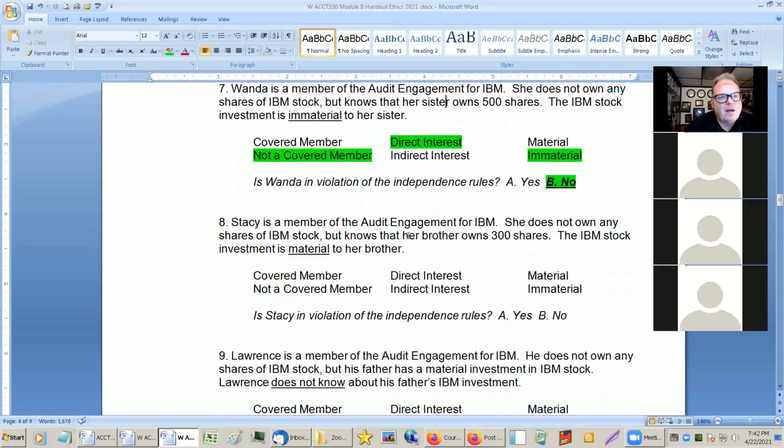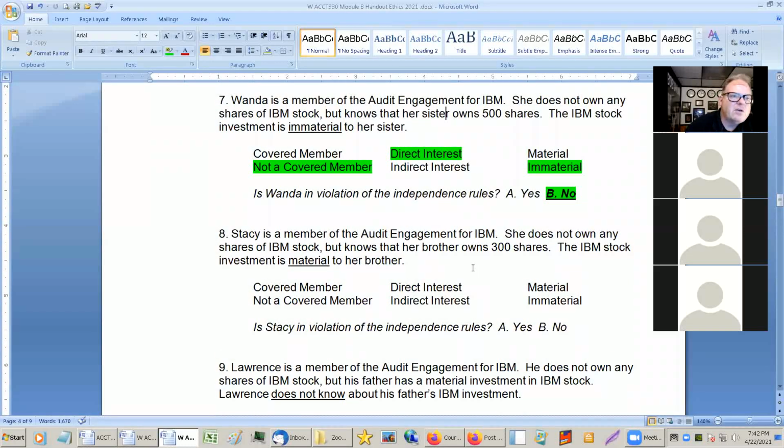Okay. Stacy is a member of the team. She does not own any shares, but she knows that her brother owns 300 shares. The IBM stock is material to her brother. Okay, so not covered. And is it direct? Yep. And material. In violation? Yes, because she knows. Exactly, because if she didn't know about it, she would not be in violation.